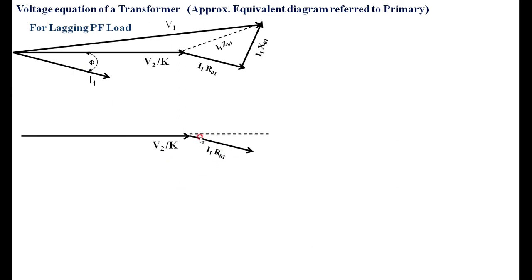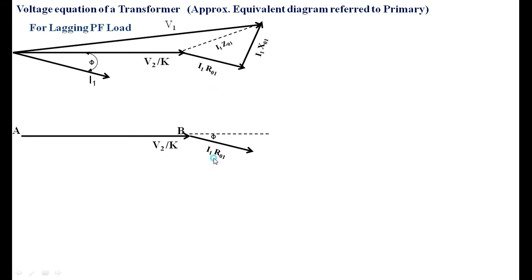Then what I am doing is I am extending this and I am resolving this I1 R1 along its X component and Y component. Once again this angle is phi because it is making an angle of phi. If you draw a line here and measure this angle, this is also angle phi.